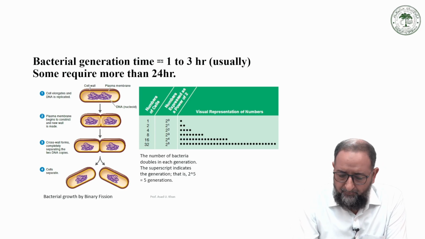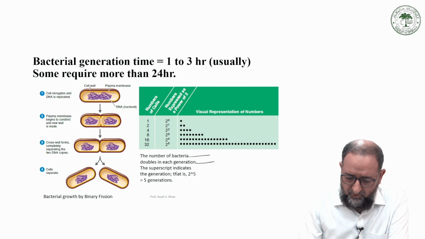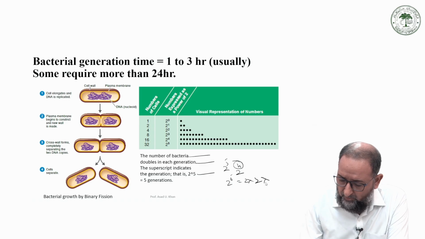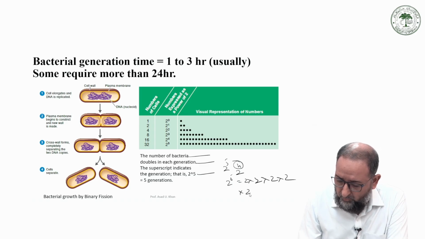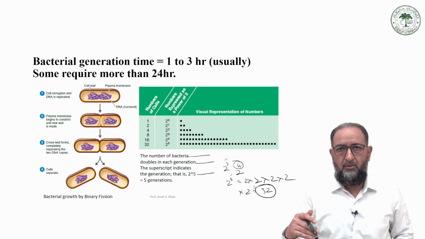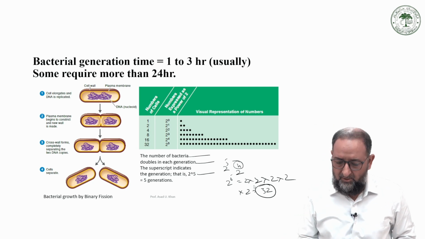Now the number of bacteria doubles in each generation. For example, 2 to the power 5. We call them 2 to the power n, where n is the number of generations. So 2 to the power 5 is equal to 2 times 2 times 2 times 2 times 2, which is 1, 2, 3, 4, 5, equal to 32. So 32 cells are produced when the number of generations is 5.